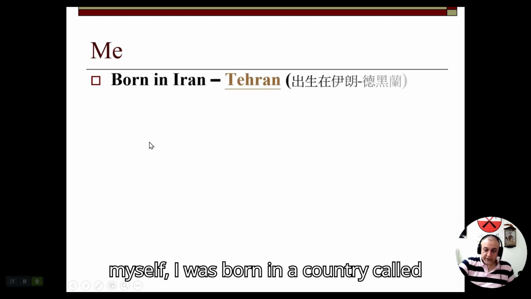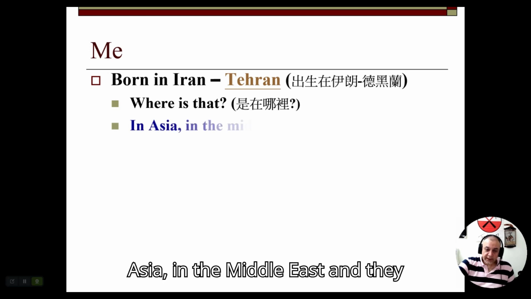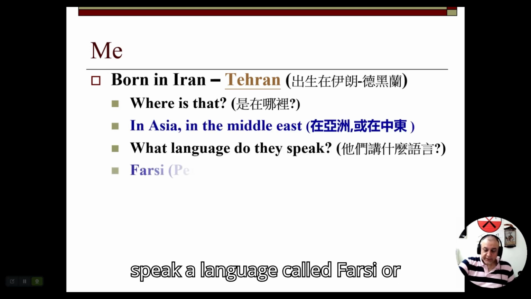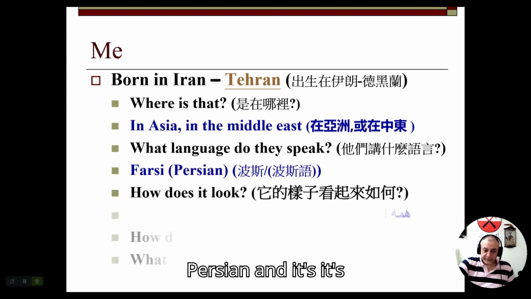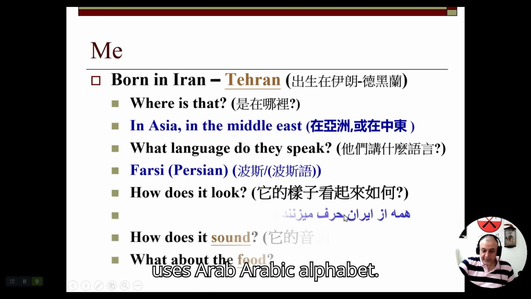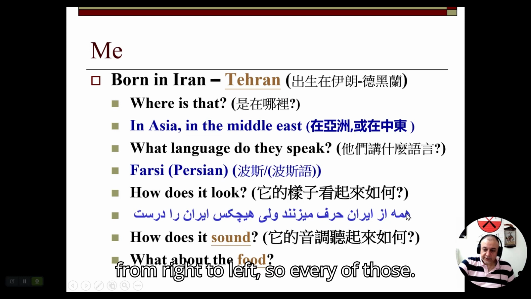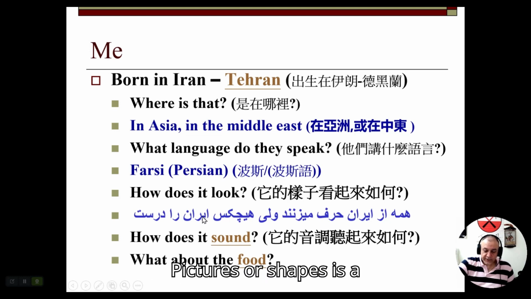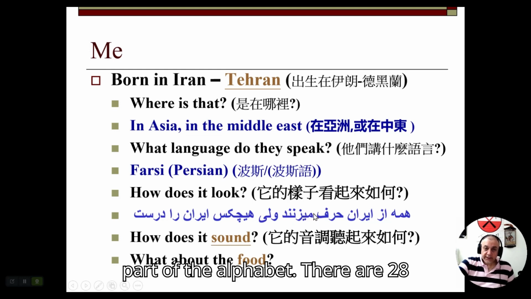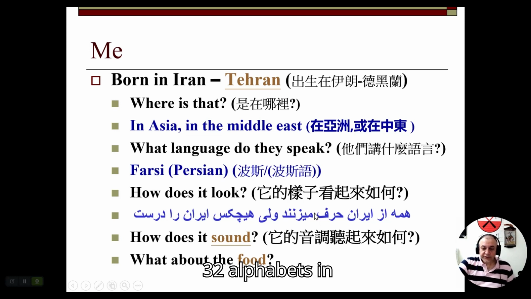I was born in a country called Iran. As you know, Iran is in Asia, in the Middle East, and they speak a language called Farsi or Persian, and it uses the Arabic alphabet, but it's not Arabic, and it's written from right to left. So every one of those pictures or shapes is a part of the alphabet. There are 28 letters in the Arabic alphabet and 32 in Persian. Four sounds that do not exist in Arabic are P, J, Ch, and G.